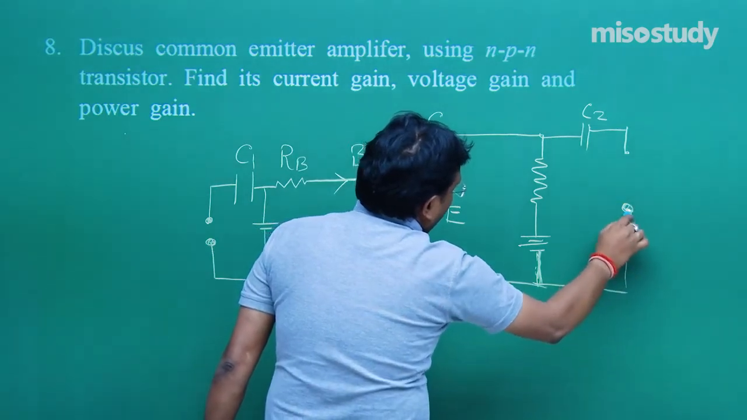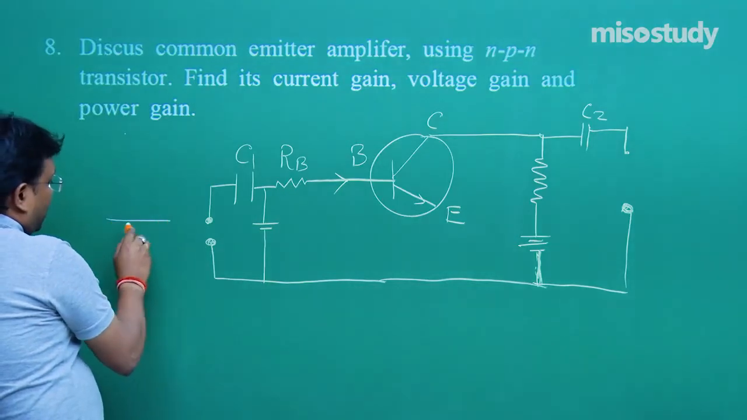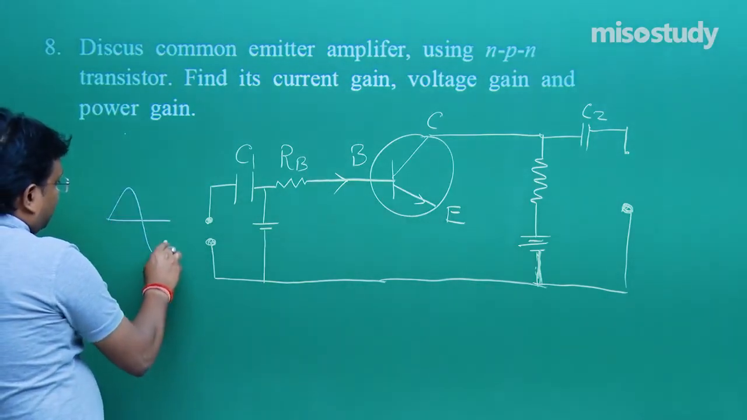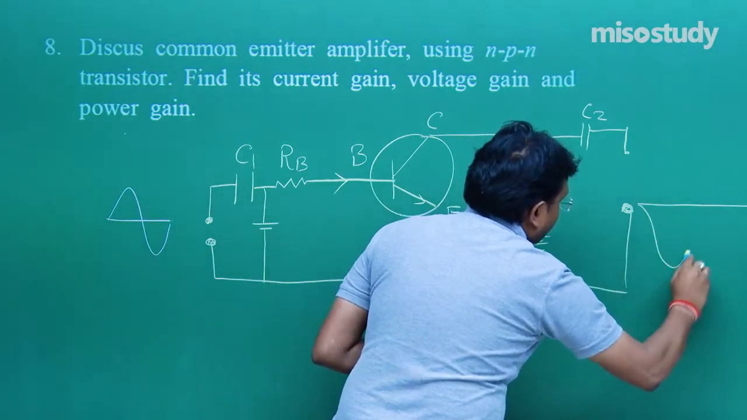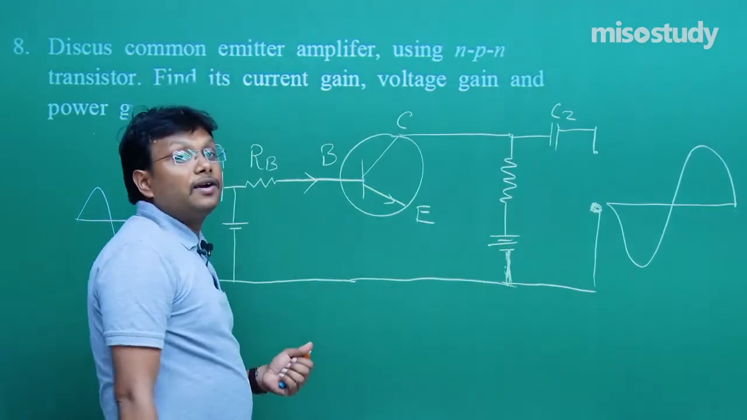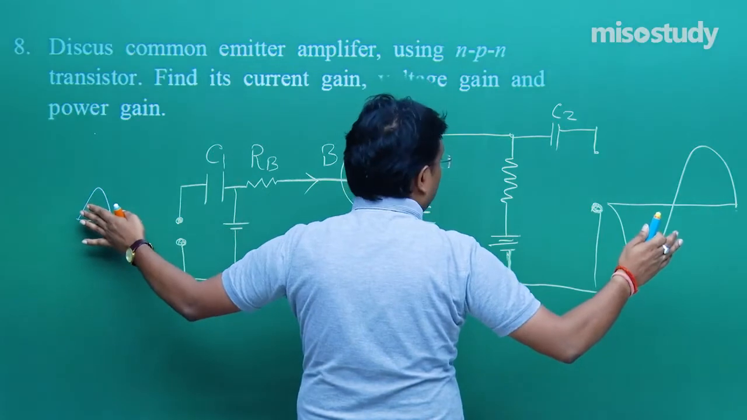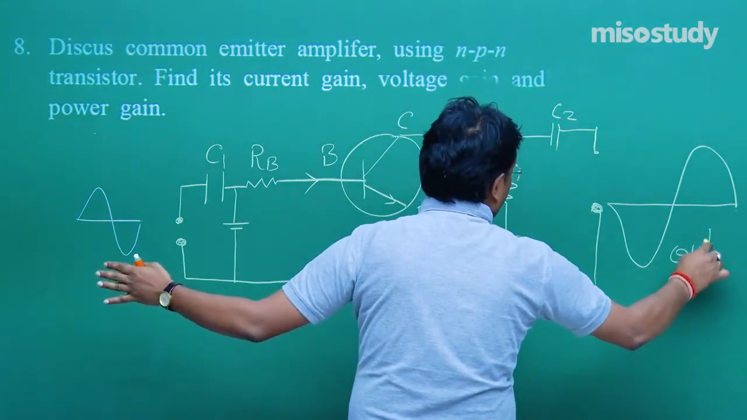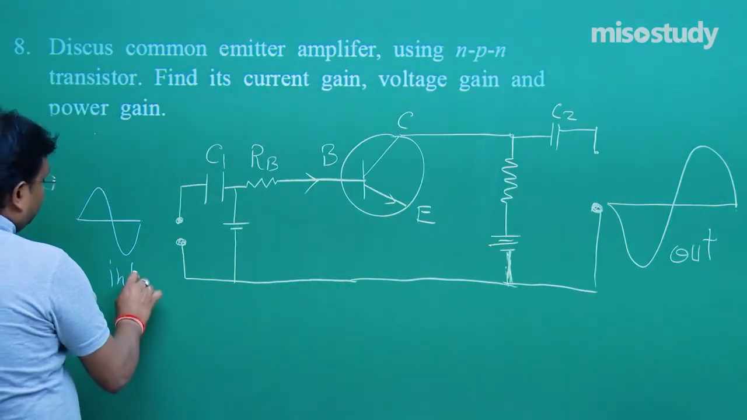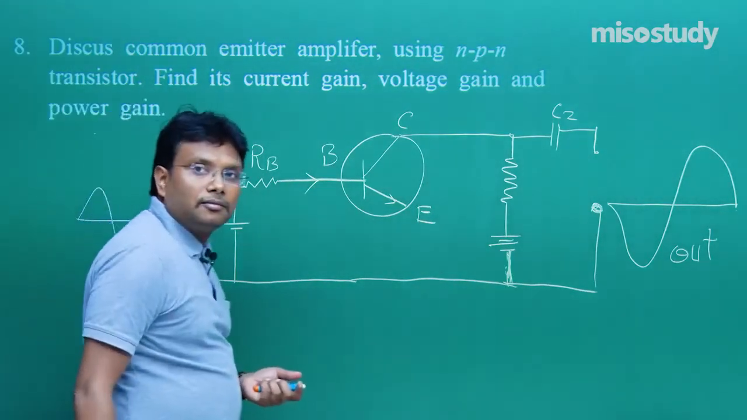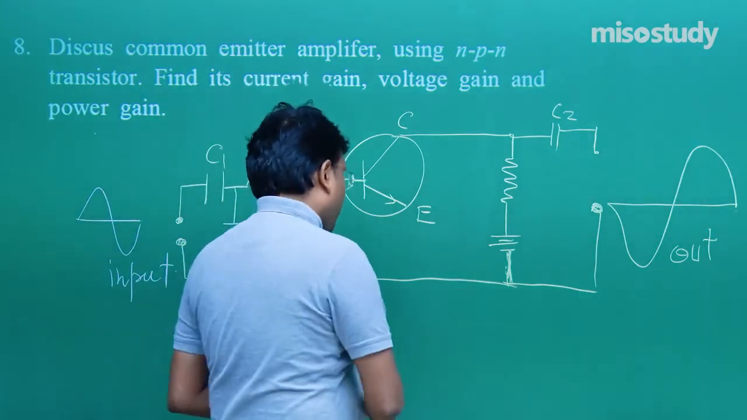Now, the shape of the input and output is also important. For input you have to show it like this, and for output the output is like this. So, you can say reverse phase. This is input, this is output. Fine, so this is the scenario for question number 8. This way you can answer it.